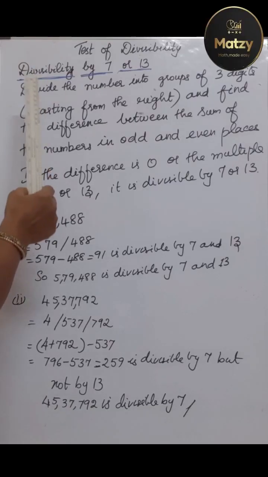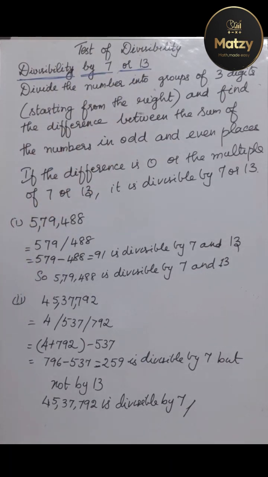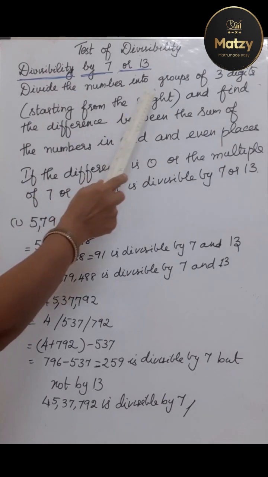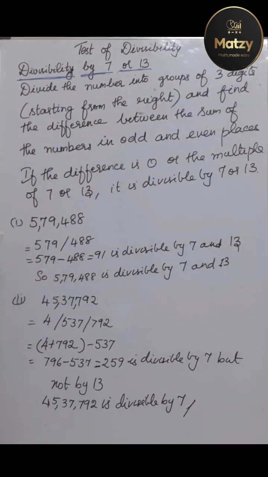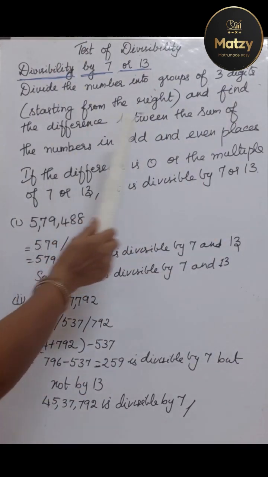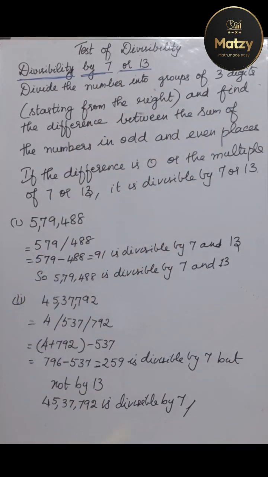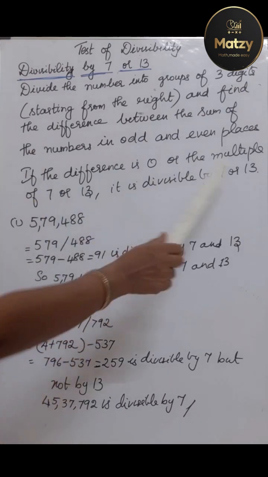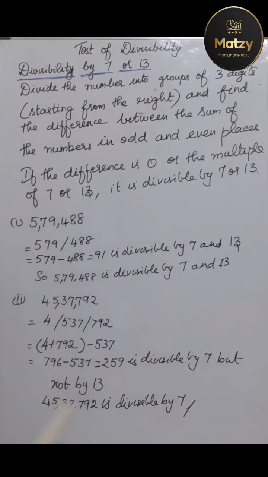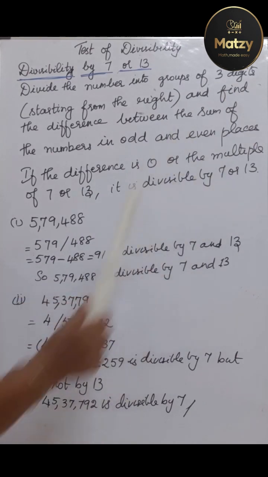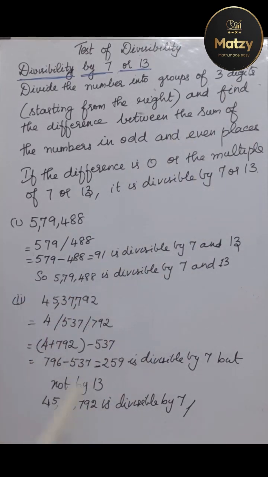Now I am explaining the test of divisibility. Divisibility by 7 or 13. Divide the number into groups of 3 digits. Three digits together you should group it, starting from the right. And find the difference between the sum of the numbers in odd and even places. If the difference is 0 or a multiple of 7 or 13, then the full number is divisible by 7 or 13. Let us see one example.